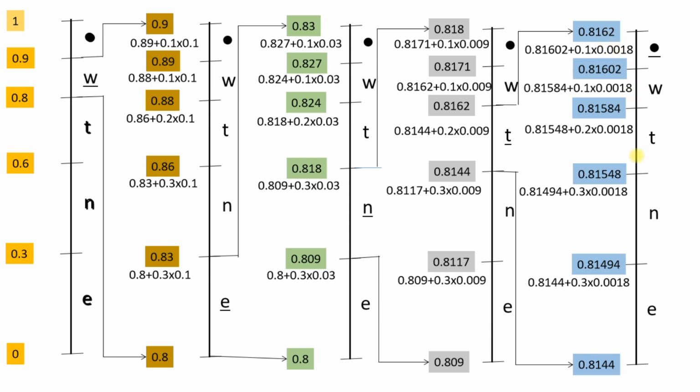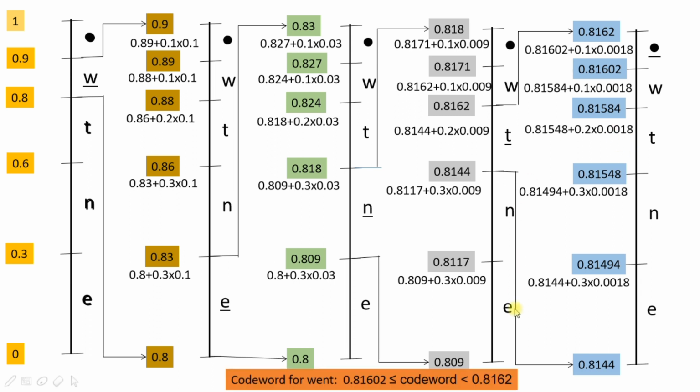So once we have encoded all the characters, now we can stop the procedure. Now the code word for WENT is greater than or equal to 0.81602, that corresponds to the lower bound for dot, and less than 0.8162, that corresponds to the upper bound for dot. So now you can transmit any value in this interval as the code word for the word WENT.